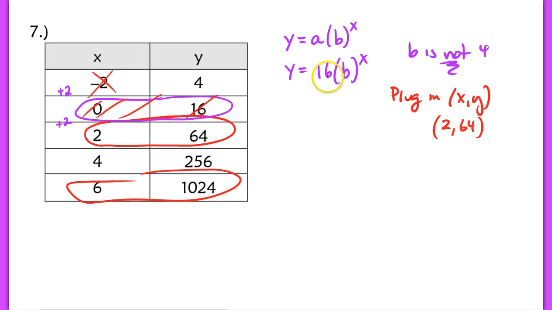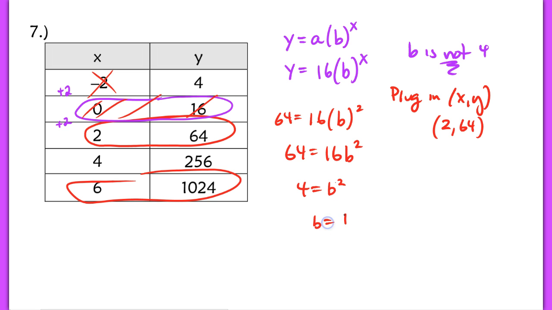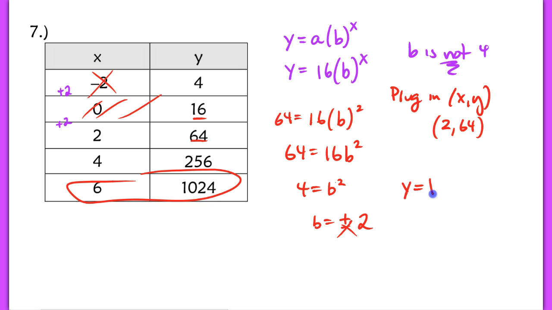Okay. Now if I plug in 2 comma 64, I get 64 equals 16 times b to the 2nd power. So I'm solving 64 equals 16 times b squared. To solve for b, I would divide out that 16. So I have 4 equals b squared. Square root that, and I do get 2 possible values. One is +2, one is -2. Now obviously the b value is not -2 because then these values here would not be positive. So you're going to throw out that negative. B is 2, so we end up with y equals 16 times 2 to the x.